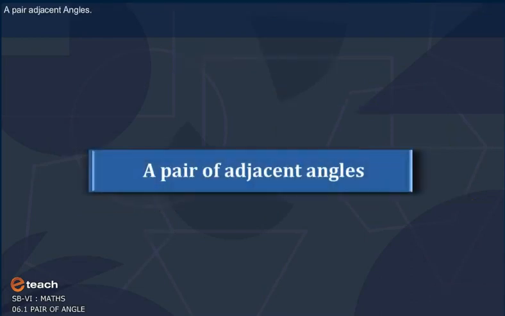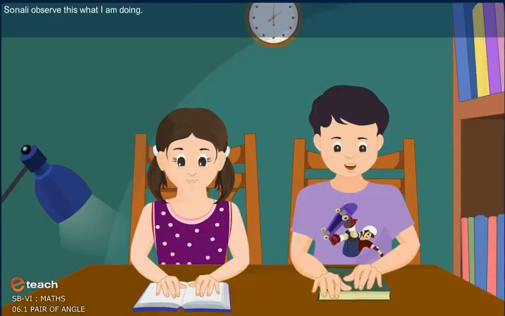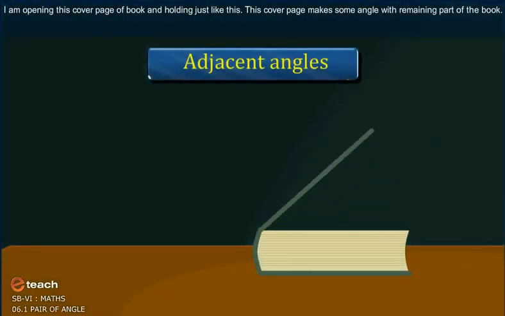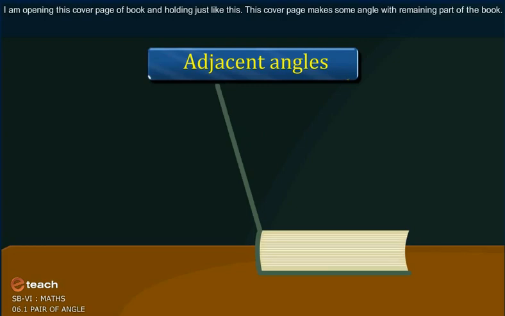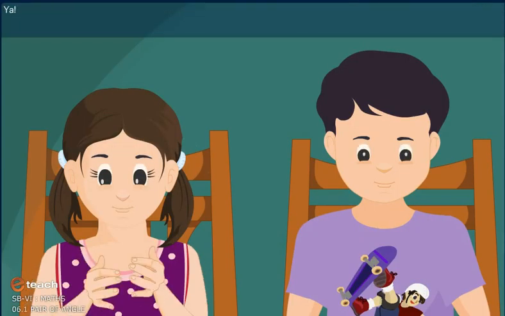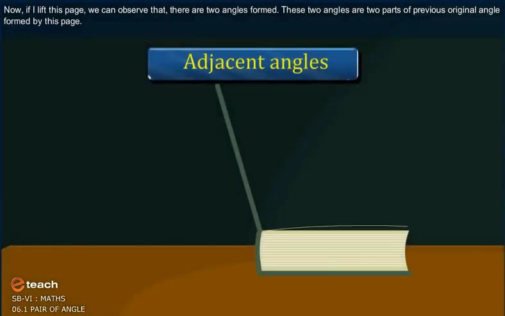Pair of adjacent angles. Sonali, observe what I am doing. Yes, Rahul? I am opening the cover page of a book and holding it just like this. This cover page makes some angle with the remaining parts of the book. Now, if I lift this page, we can observe that two angles are formed. These two angles are two parts of the previous original angle formed by this page.